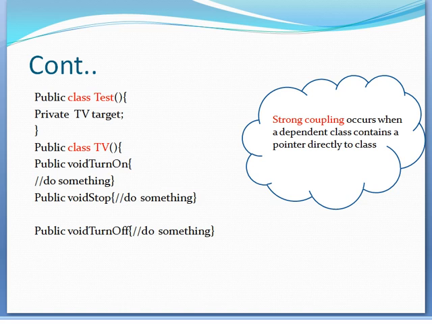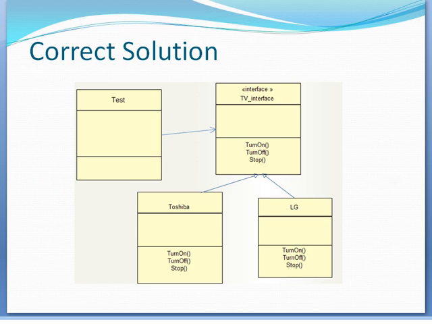The Java code for the previous diagram has a public class Test and a class TV. This is strong coupling because we have two classes, and one class contains a pointer directly to the other class. The solution to strong coupling is loose coupling. That means the class Test has a pointer only to an interface, not to the class.